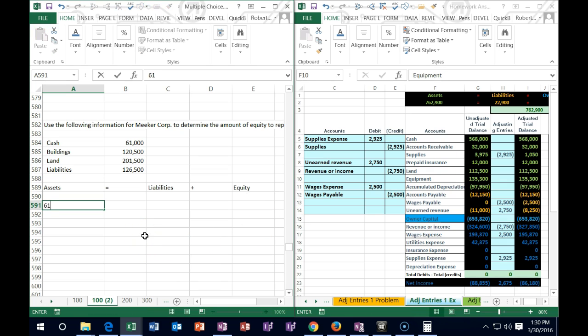So we're going to say 61,000 cash is an asset, 125 building is an asset, 2015 land is an asset. If we add those up, I'm going to add them up with the sum function. You could do it with a calculator, but the sum function would be faster. Or you can do it in your head, of course, but then we got the 61 plus the 125 plus the 2015 would give us the 383. Then we know that that's going to equal, they give us all the liabilities straight out, 126.5 plus equity, which is X. So there we have that.